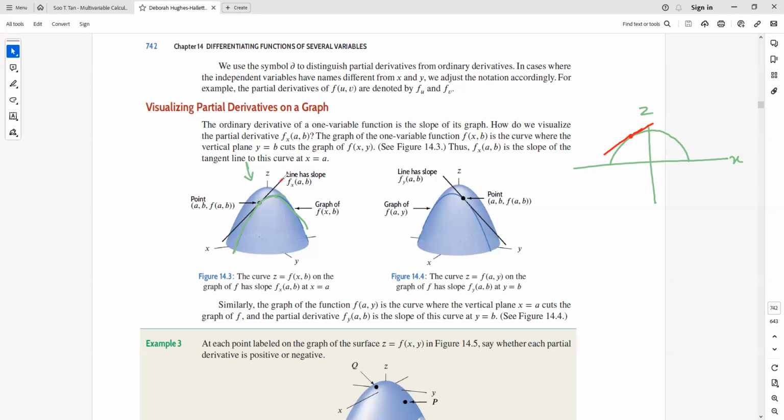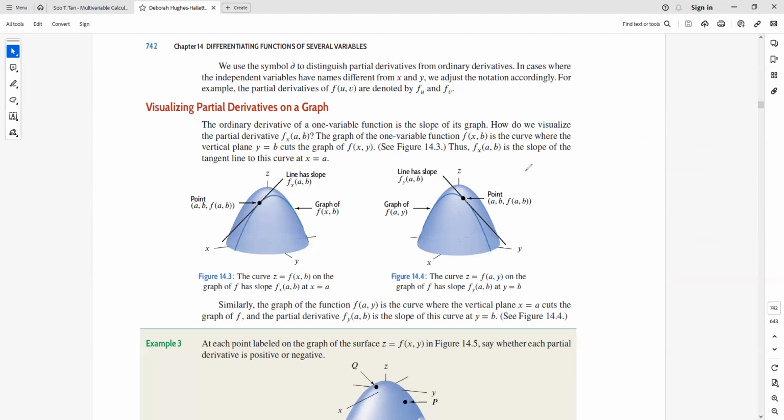Now this line here is tangent to this point. So this line has the slope fx at this point, right? Same as in the single variable case, if we have a curve and a tangent line, then we say that this line has the slope f prime of x at this point, you can say f prime of a. So this is how we can think about the derivatives of multivariables.